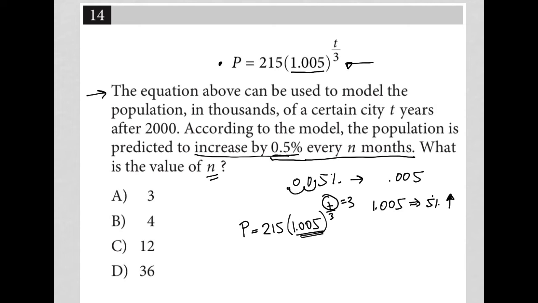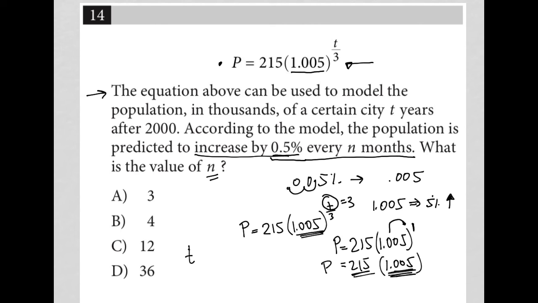Well, because if t is 3, then I'd have this equation: P equals 215 times 1.005 to the first power. 1.005 to the first power just gives me that 1.005 multiplied by my 215. And that will give me a population that's 0.5% higher than the 215 starting point. So every 3 years, basically, is what this is telling me. Every 3 years, we get a 0.5% increase. So t is 3. If t equals 3, what does n equal?